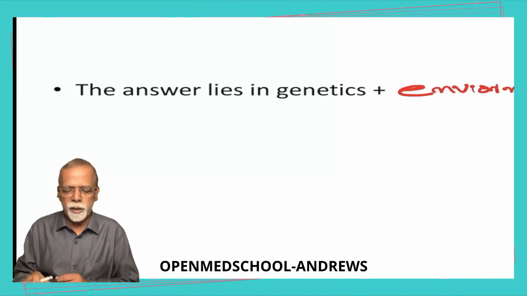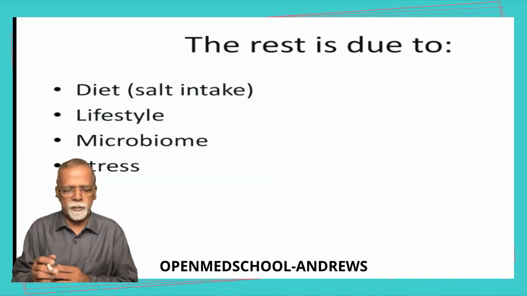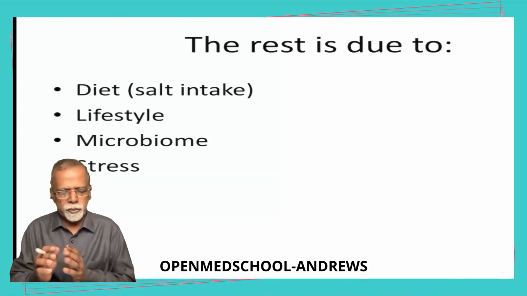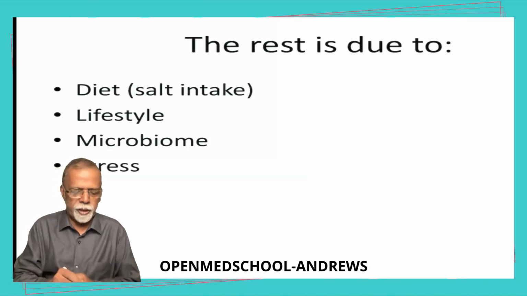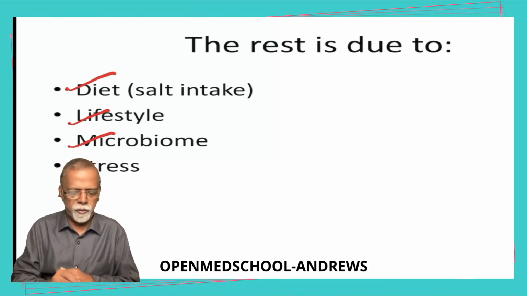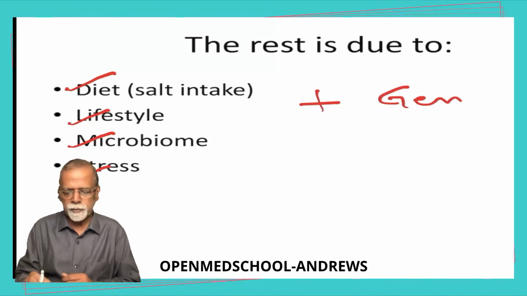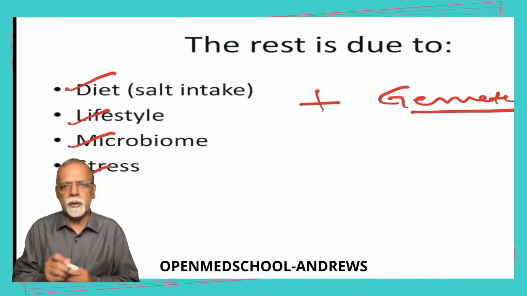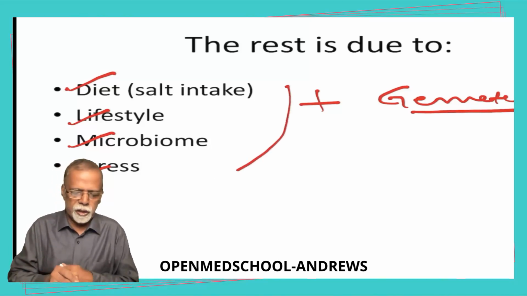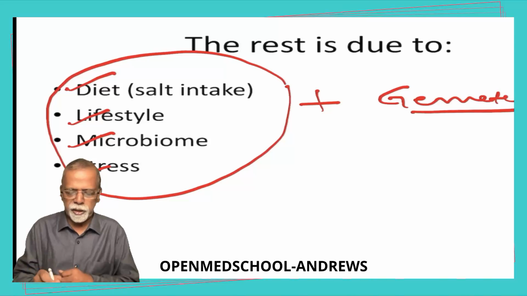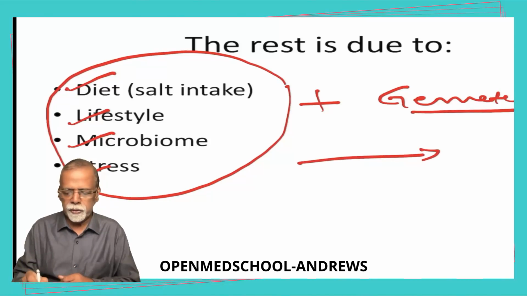So, how much is genetics? Before that, we look into what is the contribution by the environment, that is the diet, lifestyle, microbiome, and stress. This plus genetics leads on, in a susceptible person with the environmental factors, to high blood pressure.